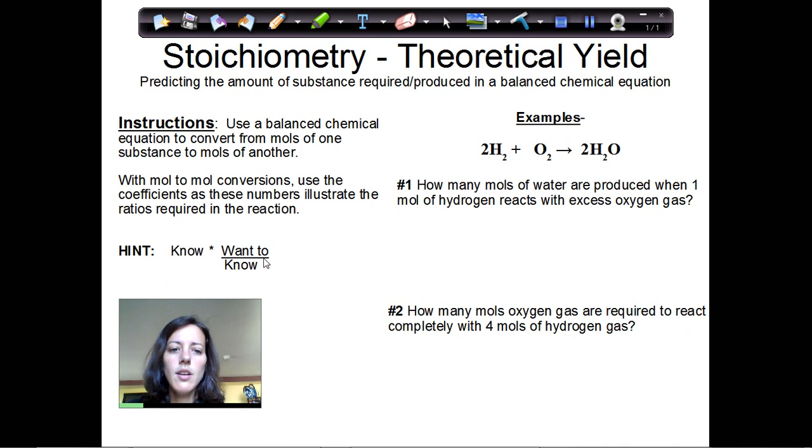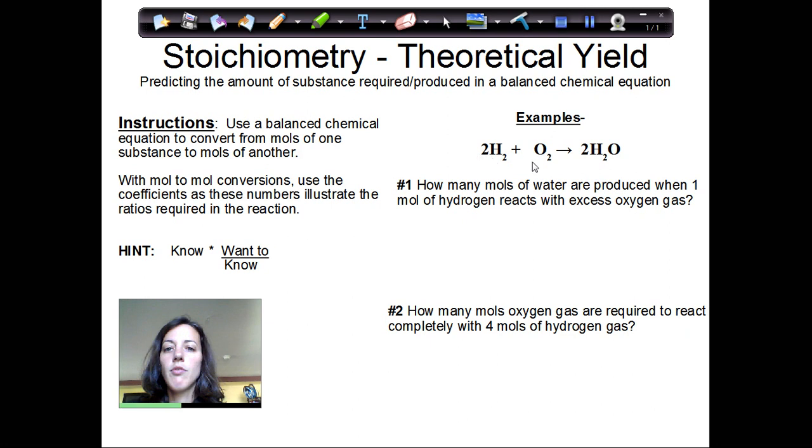And we are going to set it up in this basic format that we should be familiar with at this time of the year. So our first example, how many moles of water are produced when 1 mole of hydrogen reacts with excess oxygen gas? Alright, so we want to set it up this way, and these numbers in our fraction are going to come from these coefficients out front. For every two hydrogens and 1 oxygen, it produces 2 waters.